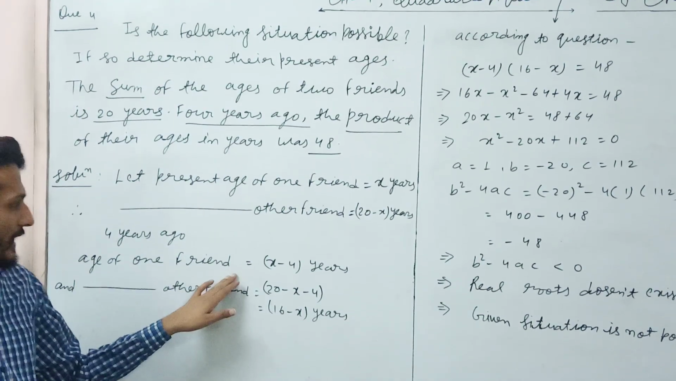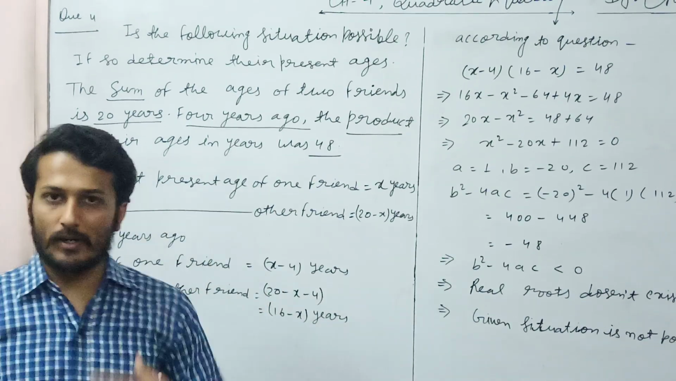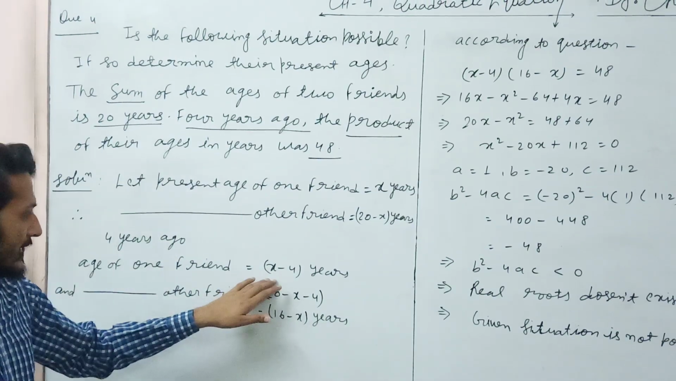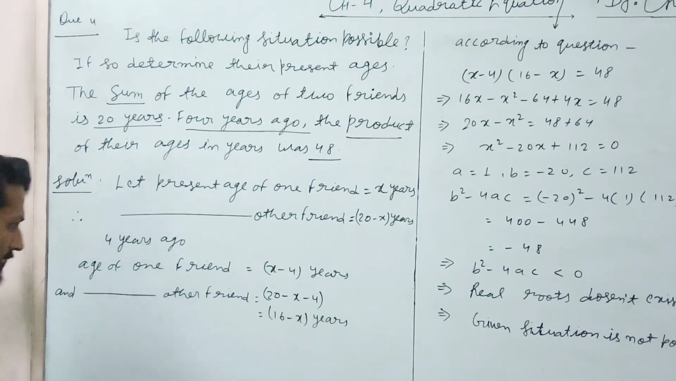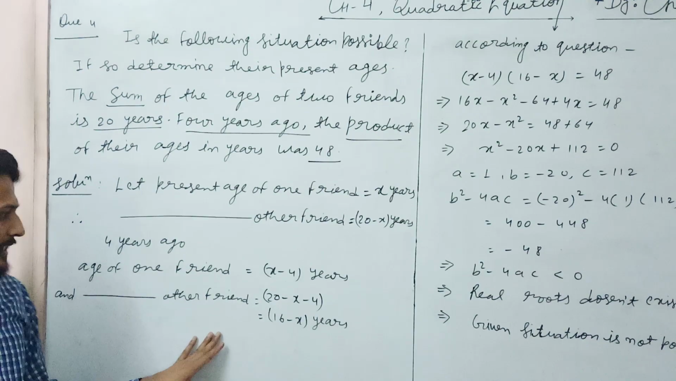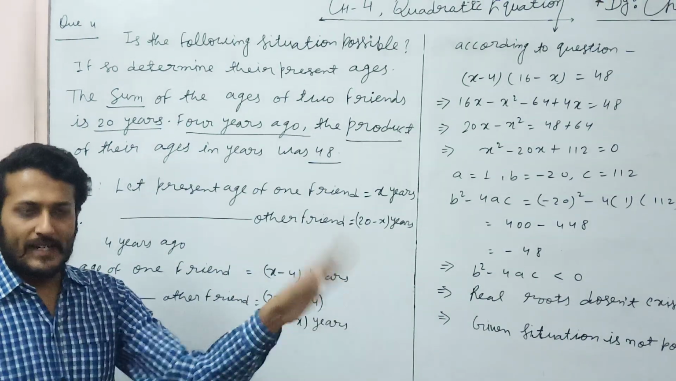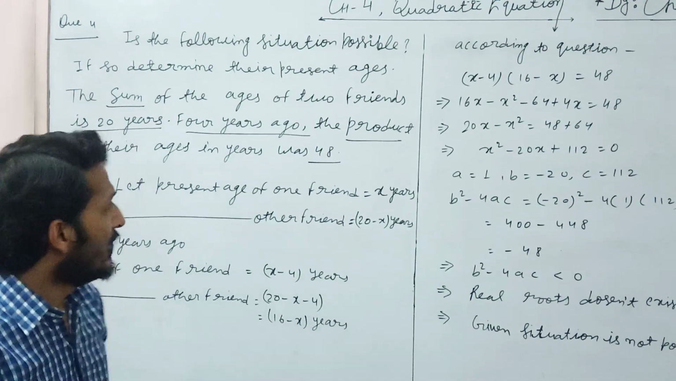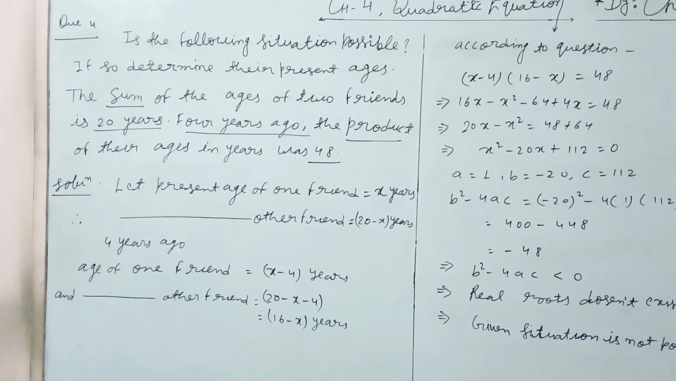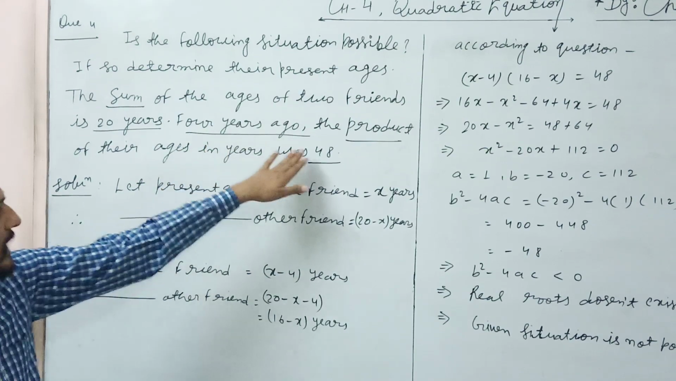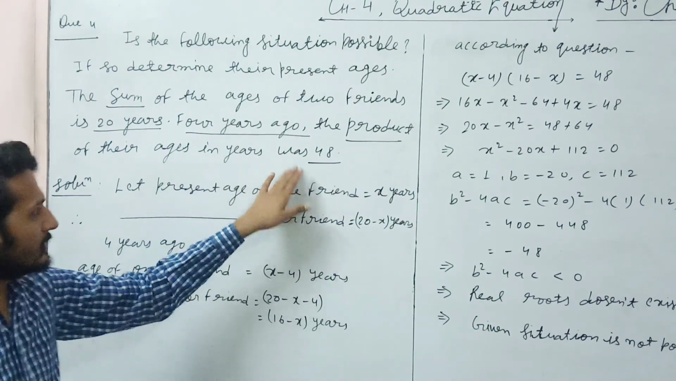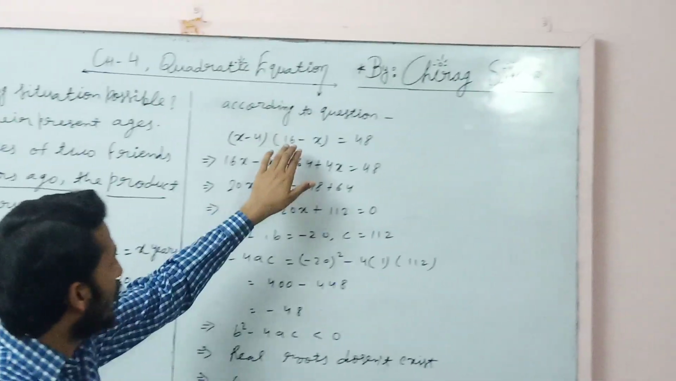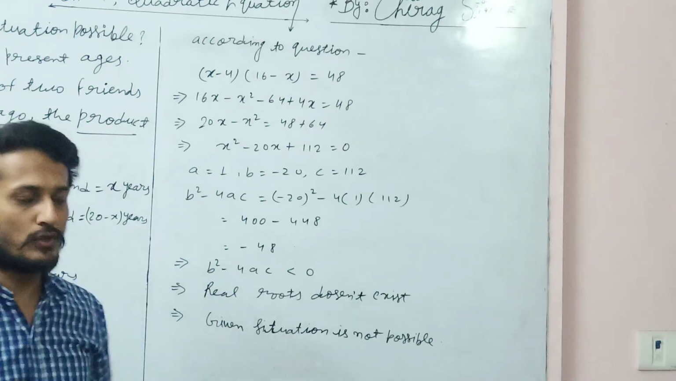So if we are x years today, then 4 years ago we will be x minus 4 years. So the age of one friend will be x minus 4 years, and the age of the other friend will be present age minus 4 years. So 20 minus x minus 4 will be 16 minus x years. Now what is given in the question, that is, 4 years ago what was the case? The product of their ages was 48. So (x minus 4) multiplied by (16 minus x) equals 48.